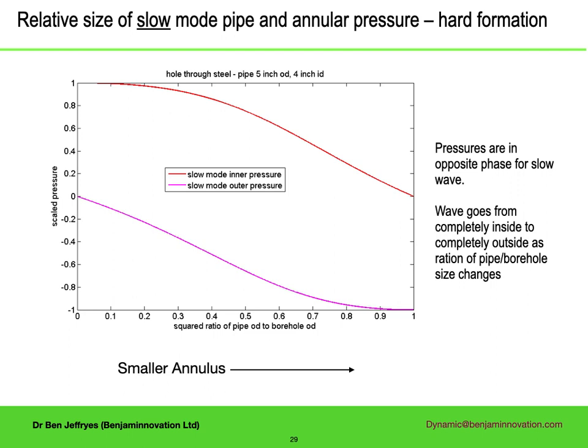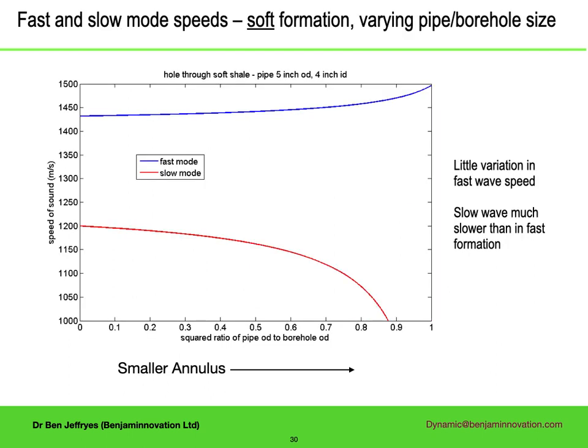That was a rather unphysical situation, an annulus with the shear modulus of steel, though some limestones and igneous rocks can be close. What about when the annulus is a relatively soft rock, the shear modulus of a soft shale? Due to the effect of the radial compliance of the borehole, while the fast wave is not much different to that in the stiff formation, the slow wave is much slower.